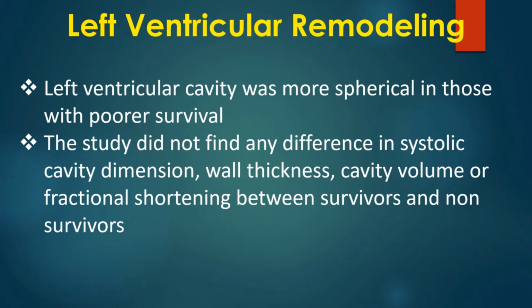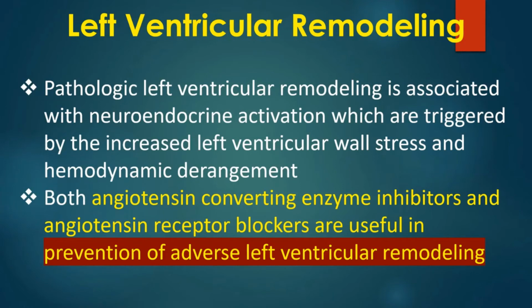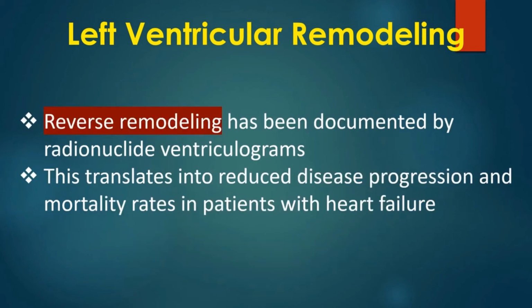and non-survivors. Pathologic left ventricular remodeling is associated with neuroendocrine activation, which is triggered by the increased left ventricular wall stress and hemodynamic derangement. Both angiotensin converting enzyme inhibitors and angiotensin receptor blockers are useful in prevention of adverse left ventricular remodeling. Reverse remodeling has been documented by radionuclide ventriculograms. This translates into reduced disease progression and mortality rates in patients with heart failure.